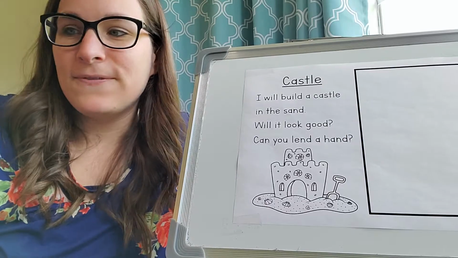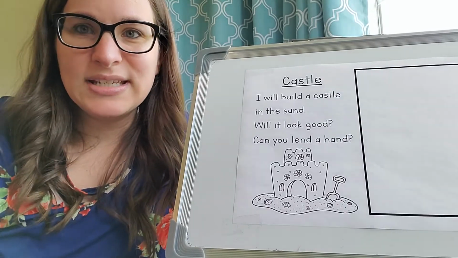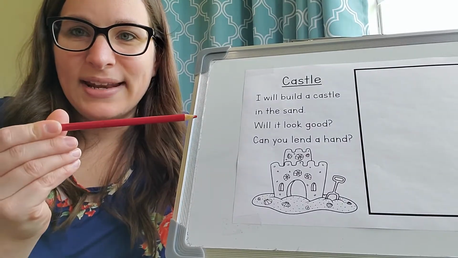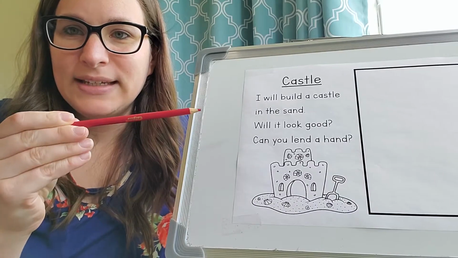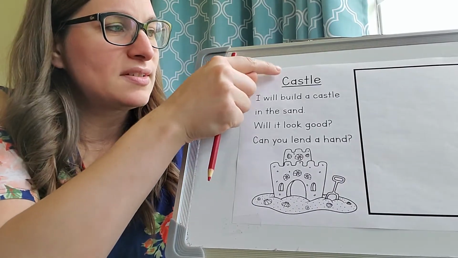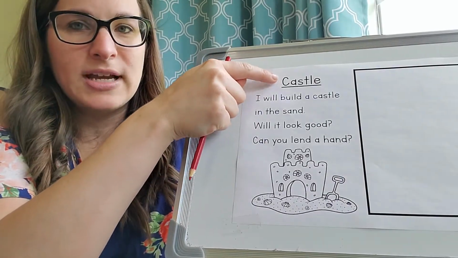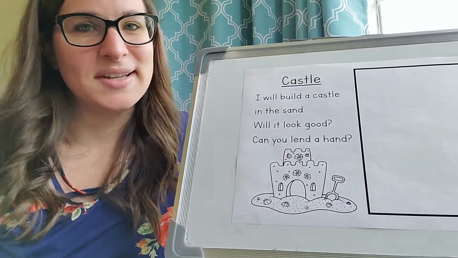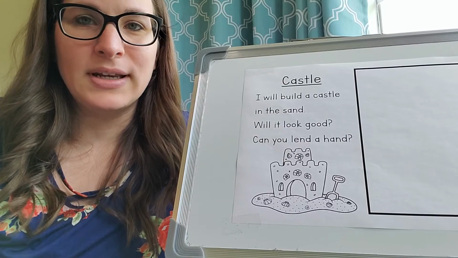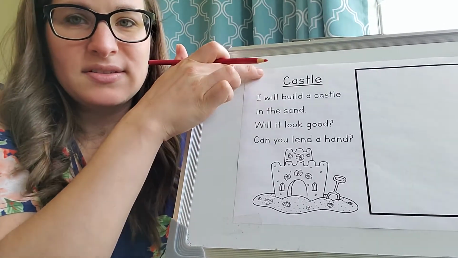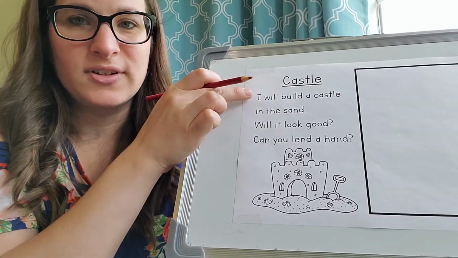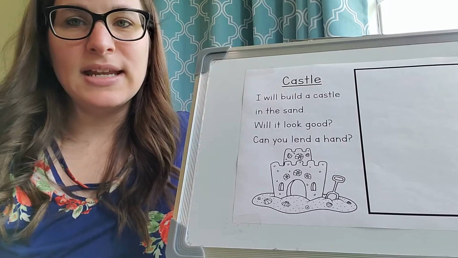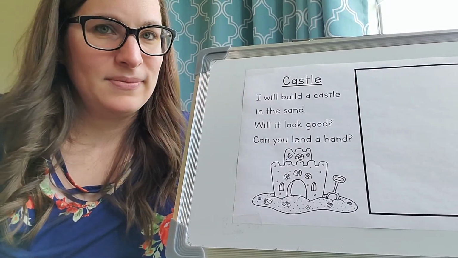Now, the first color I'm going to do is red. And we're going to start in the poem title, Castle. Castle is not a kindergarten sight word, so we're going to skip over that one. And we're going to go to the next row, which is our first sentence. And it begins with I.